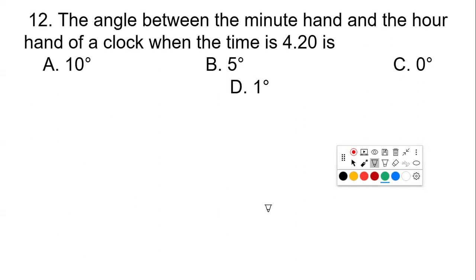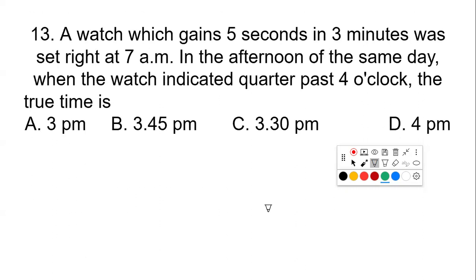So let's discuss one last type. We discussed 60 by 11, 60 by 55 concept. We discussed angle based problems. One last is gaining and losing time. Gaining and losing time. So now look at this question.